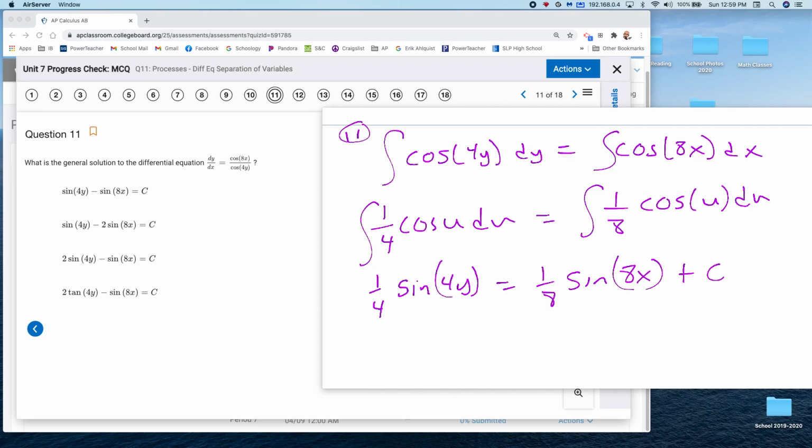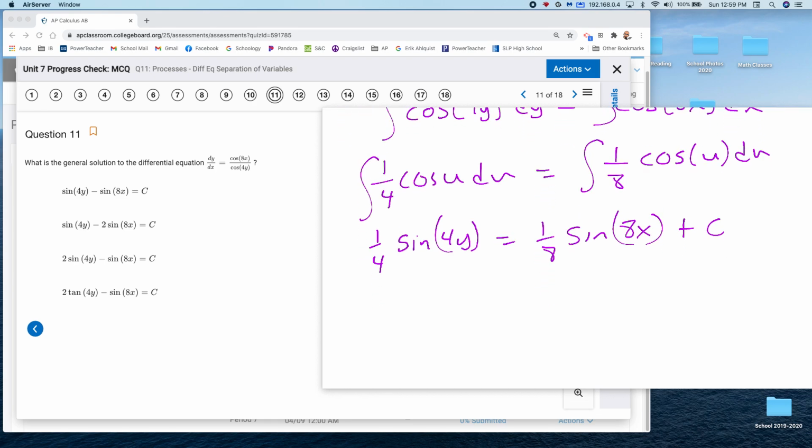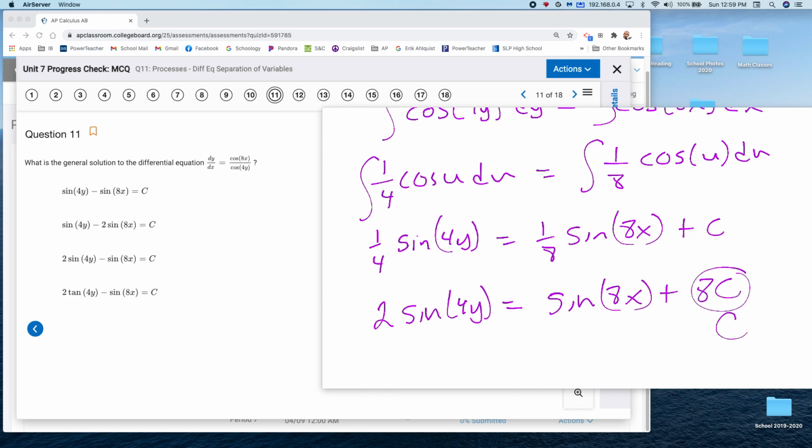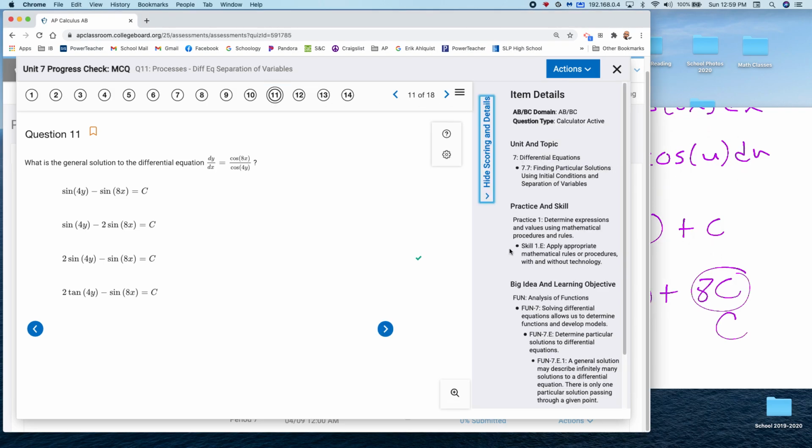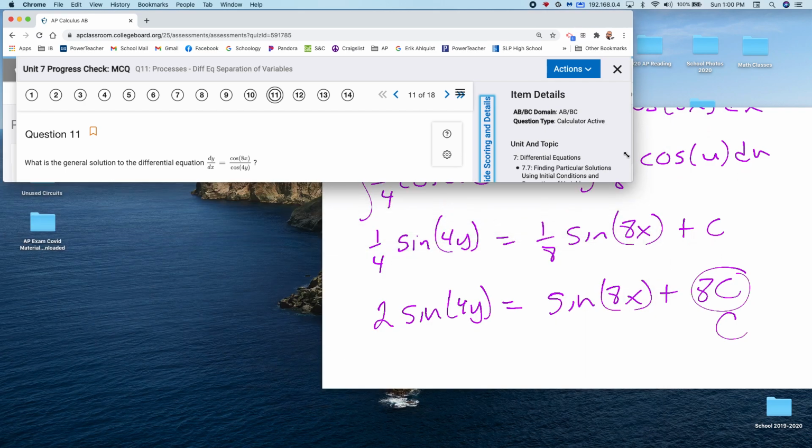And you can kind of go through here and go, oh, well, when I look at that one, there's a factor of 2, so I can multiply everything by 8. And if I multiply everything by 8, I would get 2 sine 4y is equal to sine 8x plus 8c. Well, that's just a constant. So my guess when I look at the scoring guidelines is I'm going to get that for my answer, and that matches up.